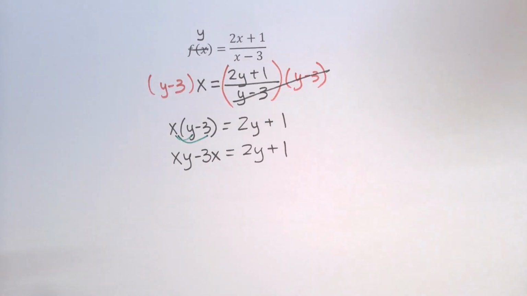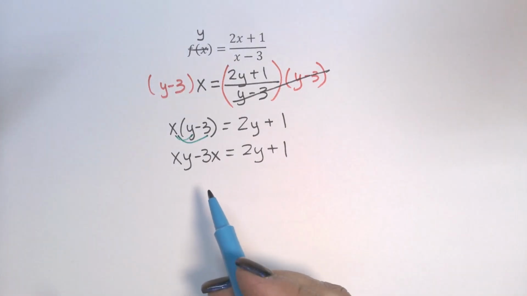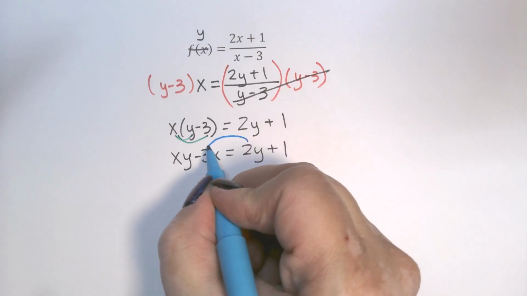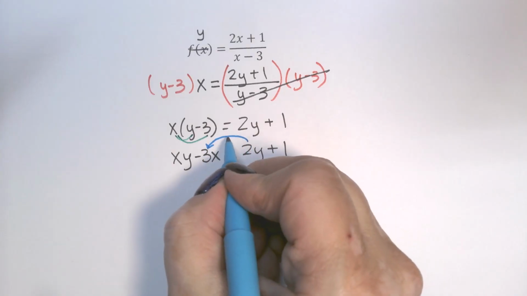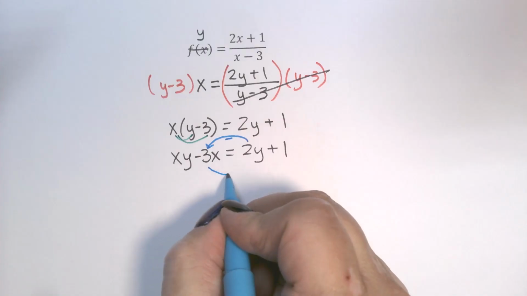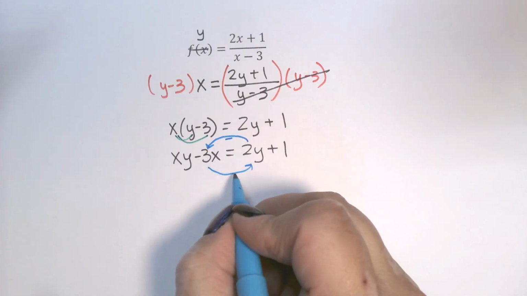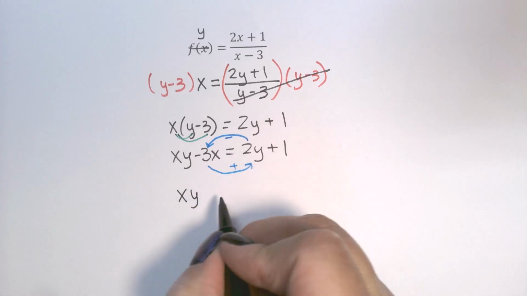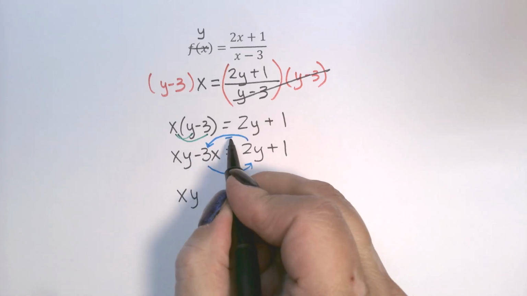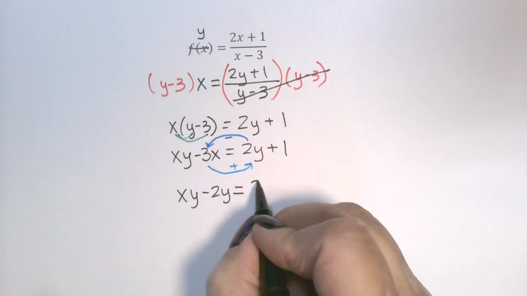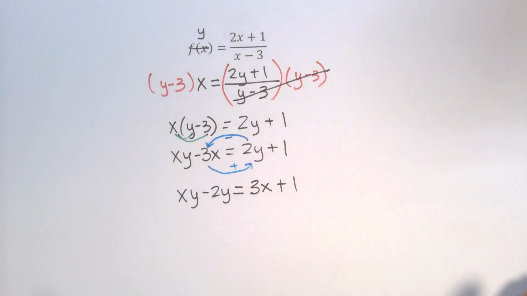For the next thing, like I said, all the y's have to be over here. So I want to move this y onto this side. It's positive here, so we're going to subtract it. And this negative 3x is going to go on this side. It's negative here, so we're going to add it. You get xy minus 2y, because it's minus, equals a positive 3x plus 1.